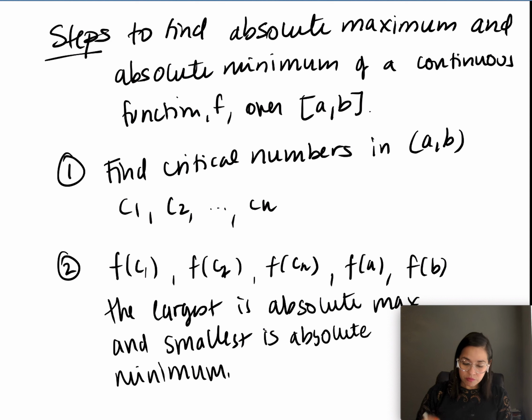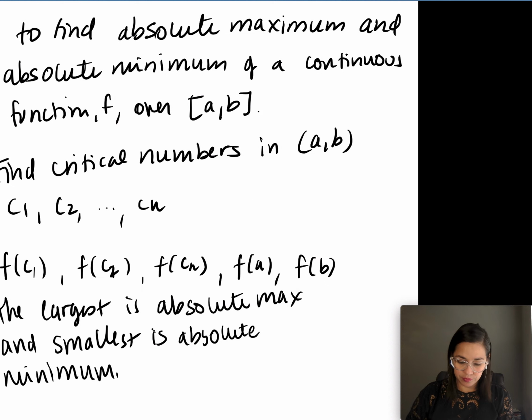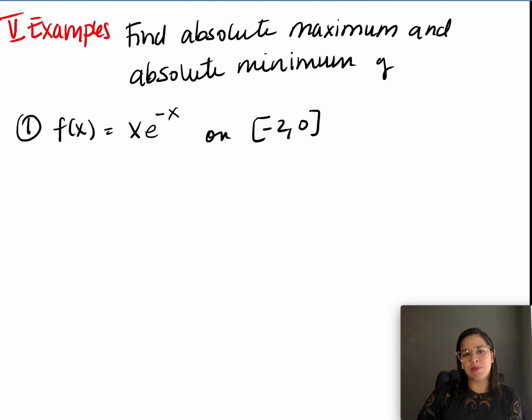Okay, so let's do an example. Now we have to find the absolute maximum and absolute minimum of my function x times e to the negative x in between -2 and 0. We know that this is a continuous function and we are given a closed interval. So let's follow the steps.